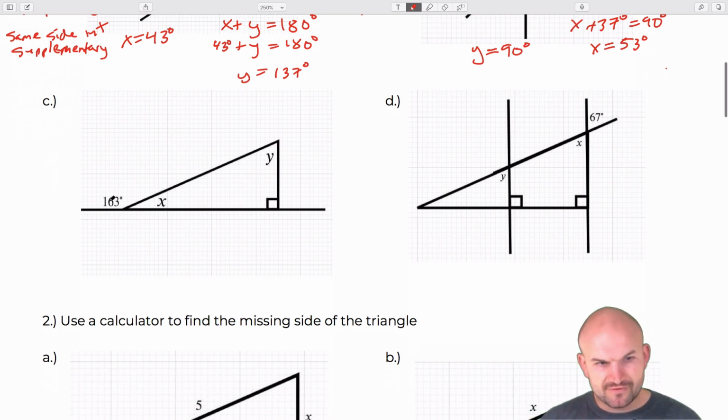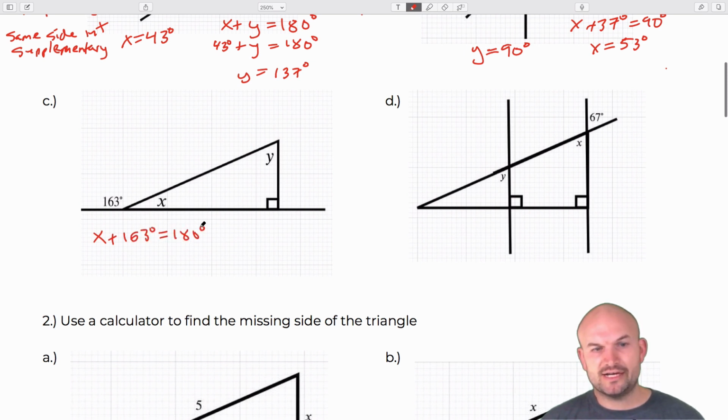So again, we have this 163 and x that adds up, that gives you a straight line, right? So therefore, those are supplementary. So I can just say x plus 163 degrees is 180 degrees, right? They create a straight line. So therefore, just subtract here. That's going to be x is going to equal 17 degrees.